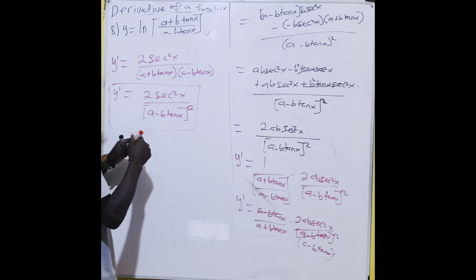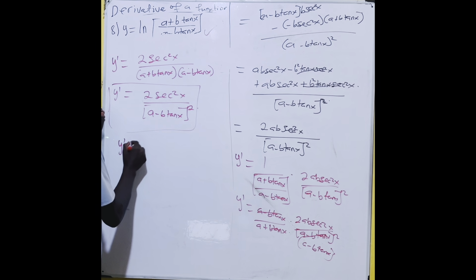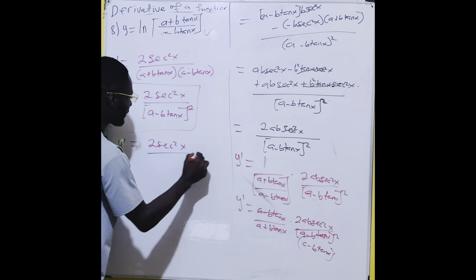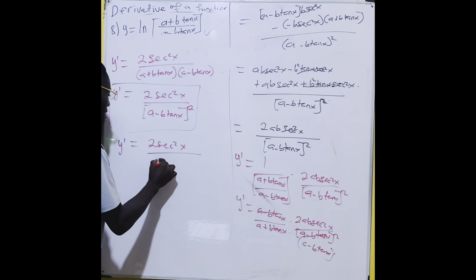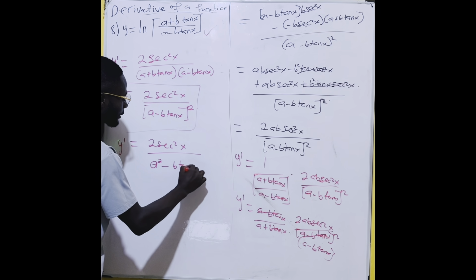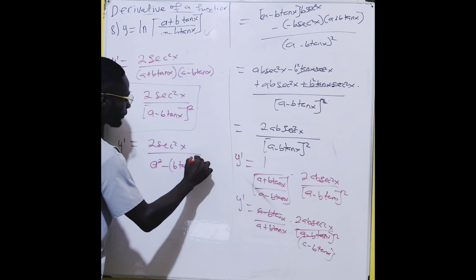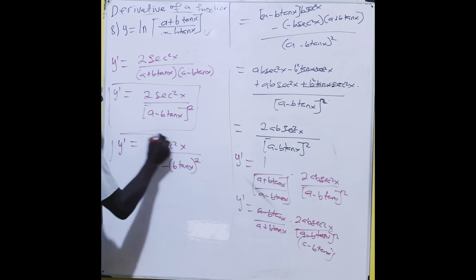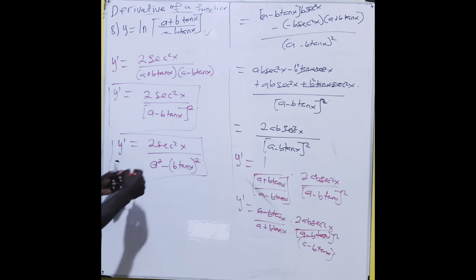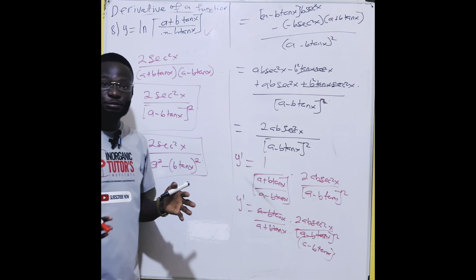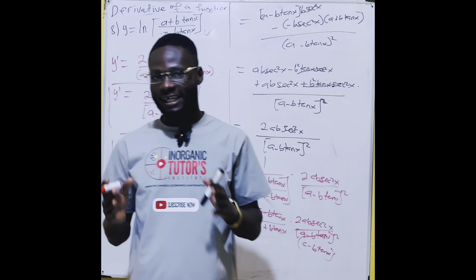Or we can say that this is the same as 2 sec squared x divided by a squared minus b tan x squared, right? This is the same as this, okay? This is the same as that. So that is the solution to question number 8. Now let's move on to question number 9.